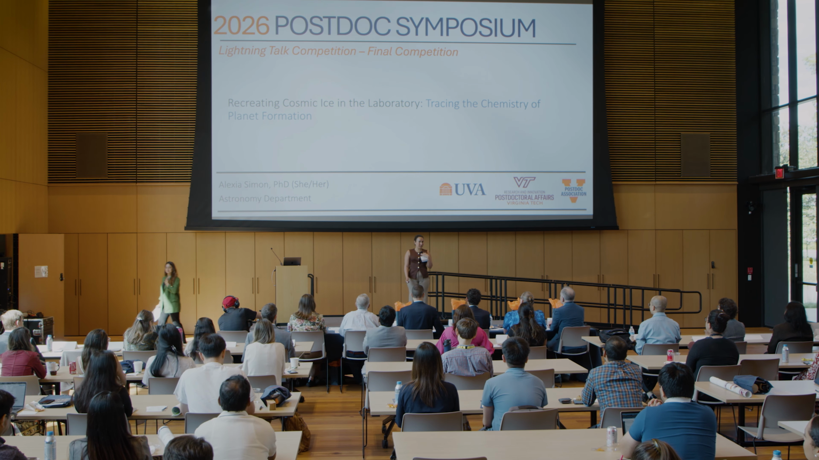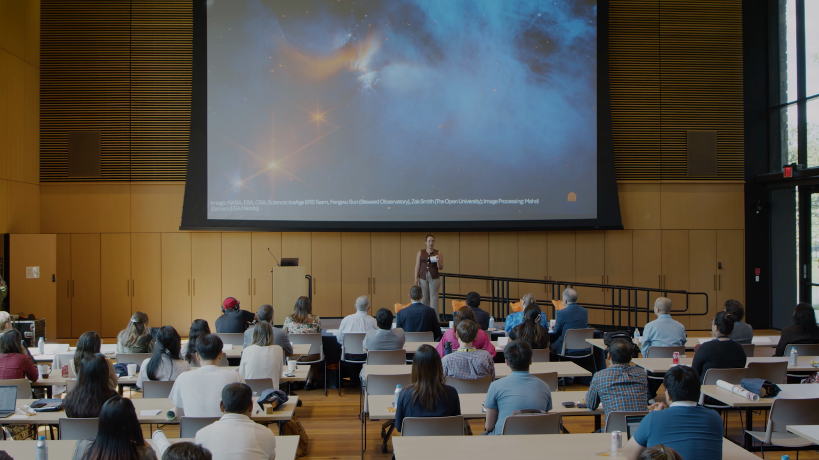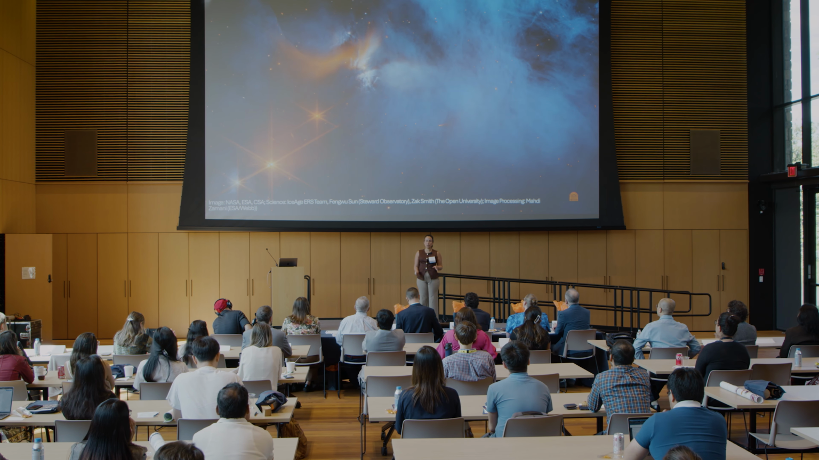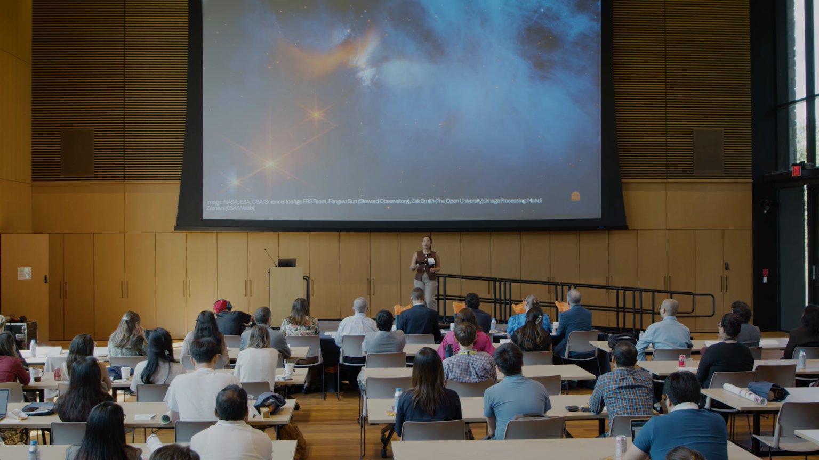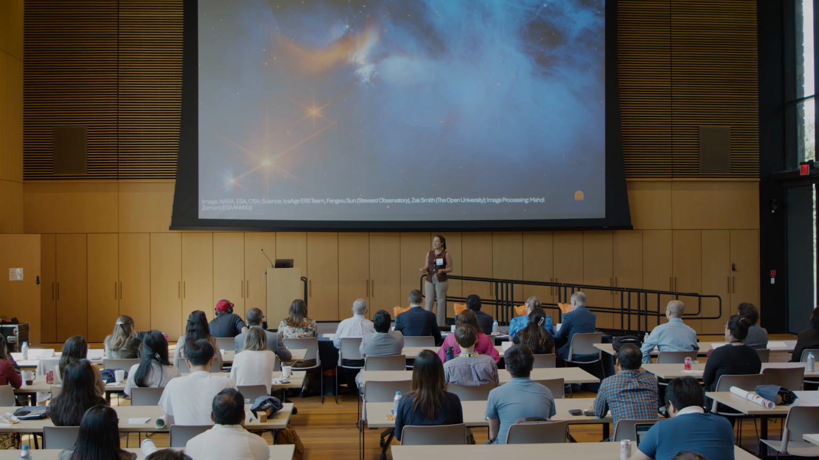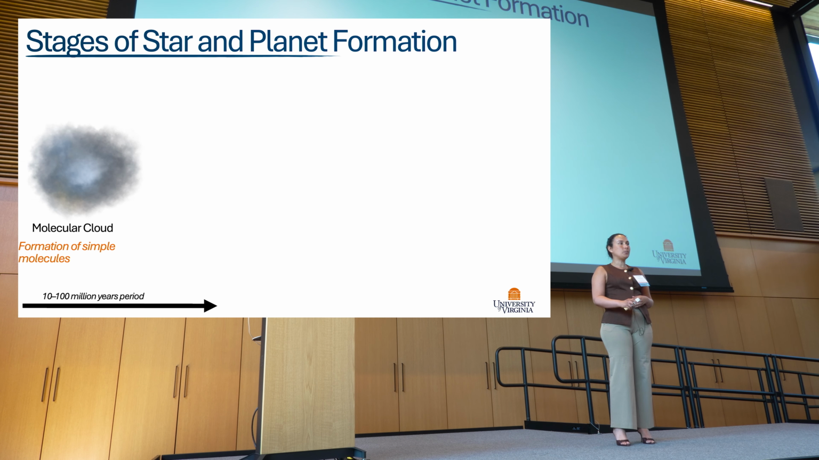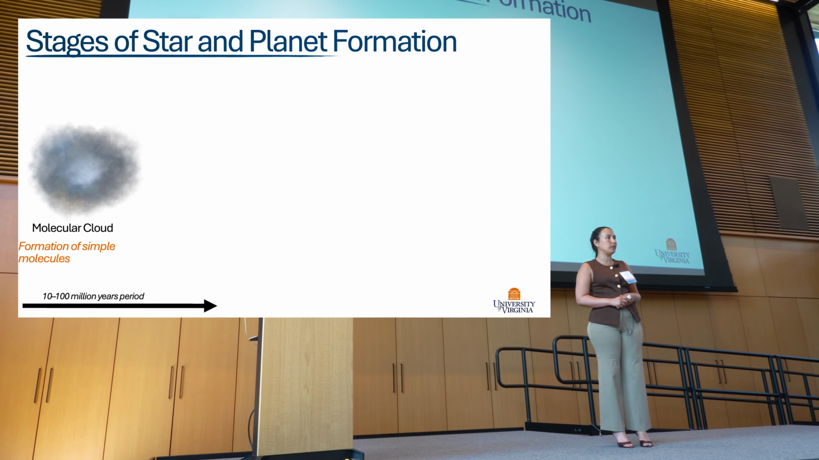How do planets get their ingredients? To actually understand the origin of our solar system's ingredients, we need to first consider the environment from which planet ingredients formed. And this is what you're looking at, an image of a molecular cloud, which is a mixture of gas and dust, in which a star is going to form, and then later on potential planets. But let's summarize in more detail the stages of star and planet formation, starting with the molecular cloud.